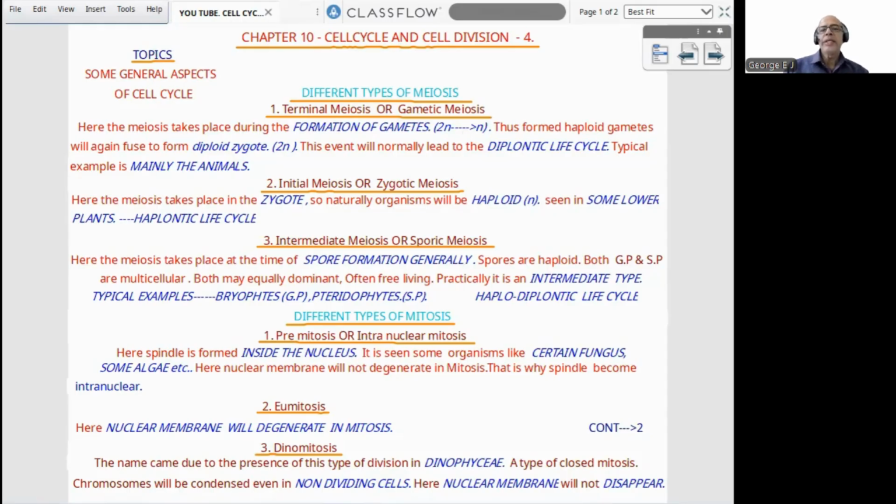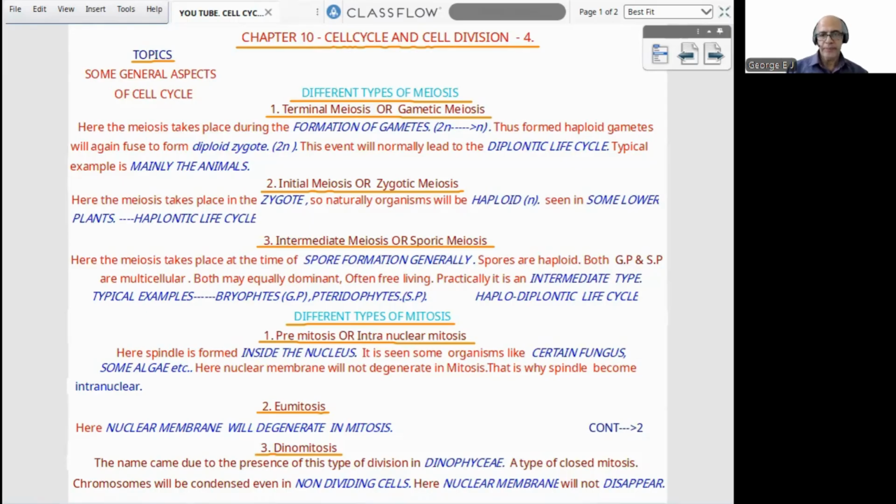Second is initial meiosis, otherwise called zygotic meiosis. From the term itself, we can guess that here the meiosis takes place in the zygote. So naturally, the organisms produced will be haploid. It is usually seen in some lower plants. And the life cycle is called the haplontic life cycle.